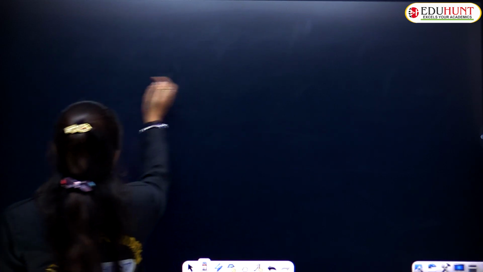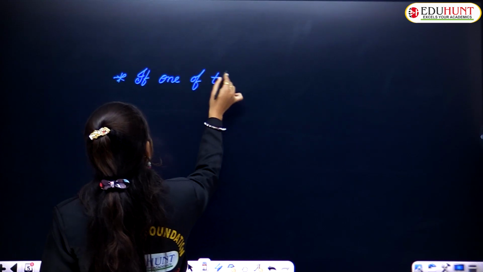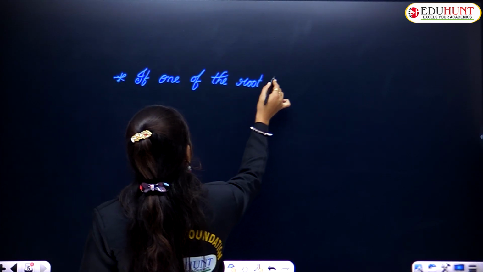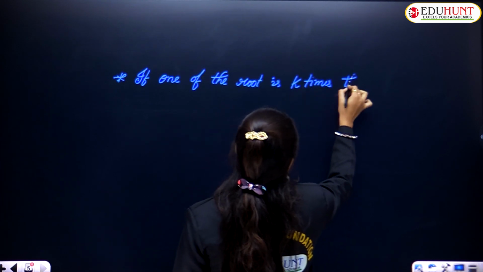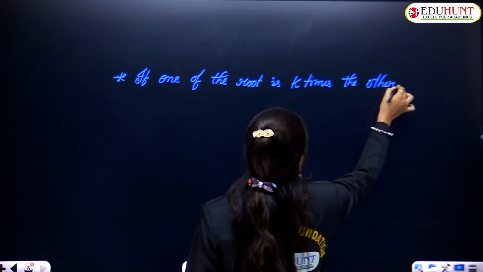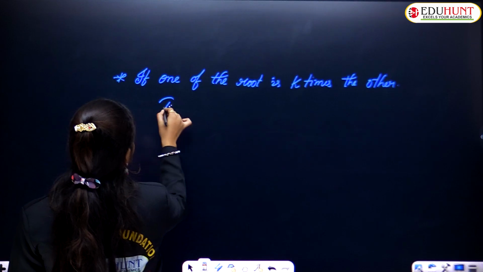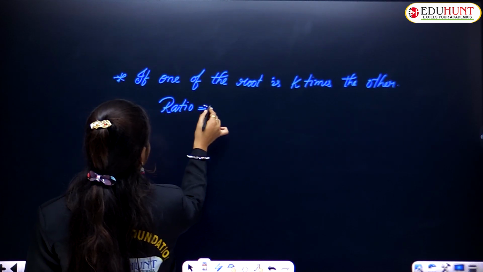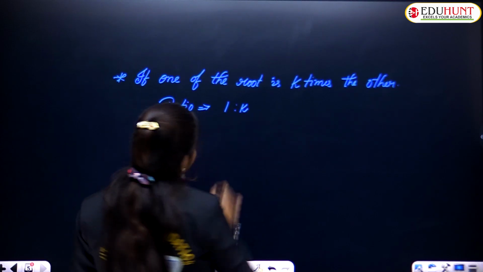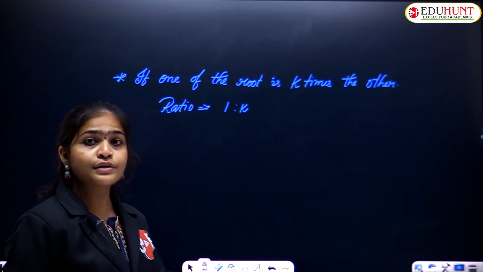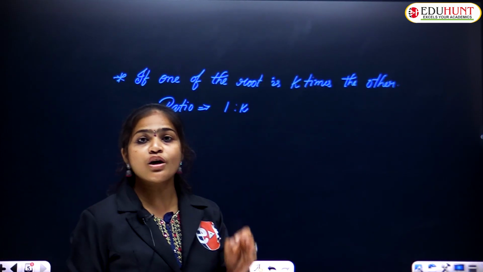So see here, if one of the roots is k times the other, what is the ratio here? When the number of times is given, we can write the ratio. One of the roots is k times means the roots are in the ratio 1 is to k. In that case, what is the formula here? Just simply substitute 1 and k in the place of m and n.